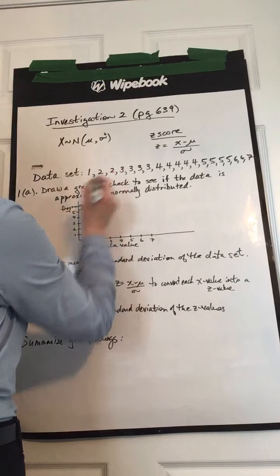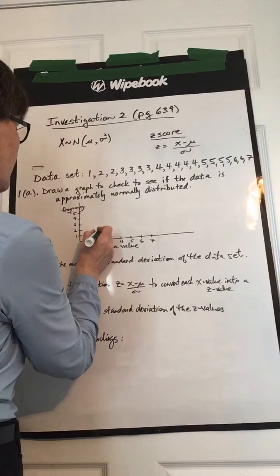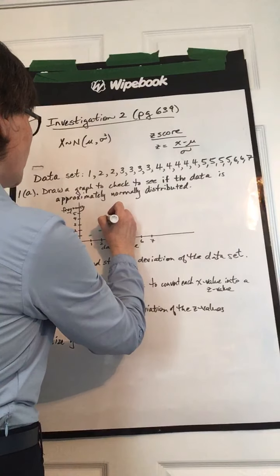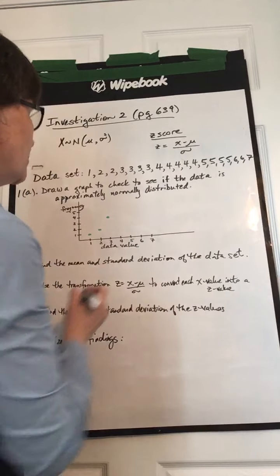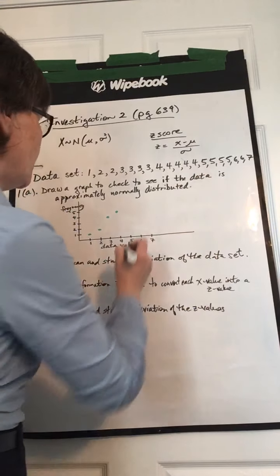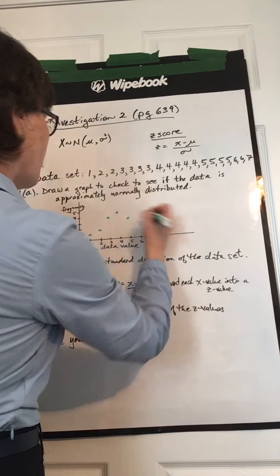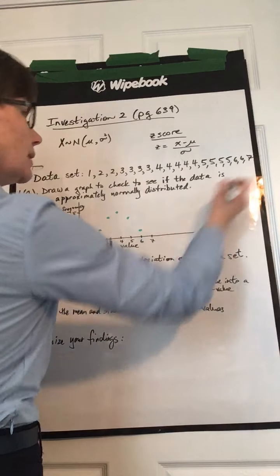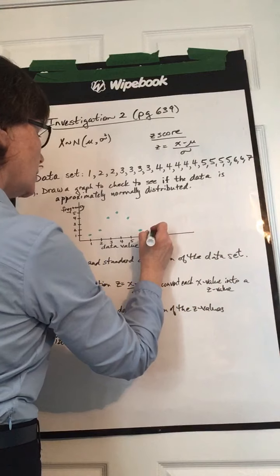Data value 2, we have 2 of them. Data value 3, we have 4 of them. Data value 4, we have 5 of them. Data value 5, we have 4. Data value 6, we have 2. And data value 7, we have 1.